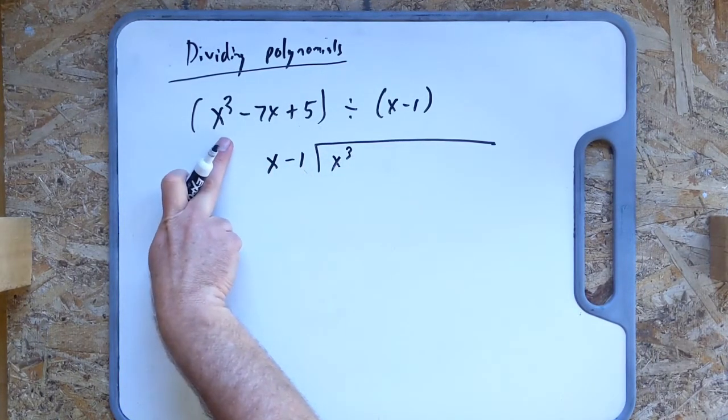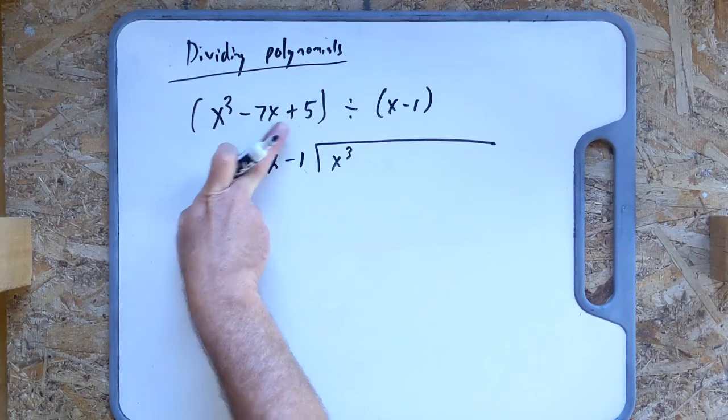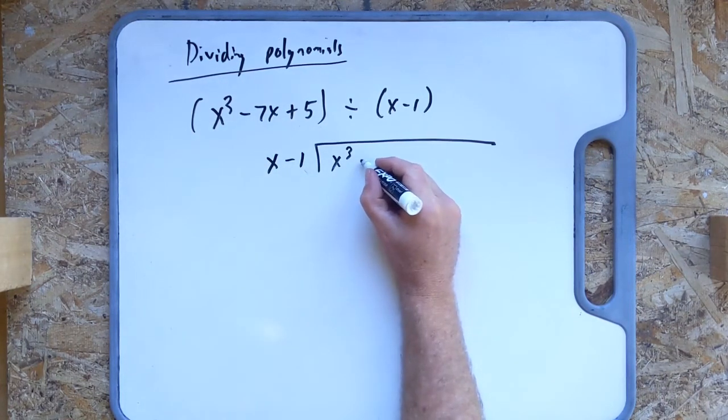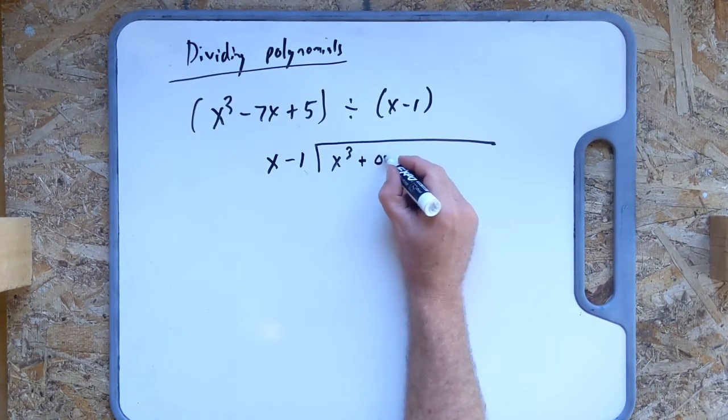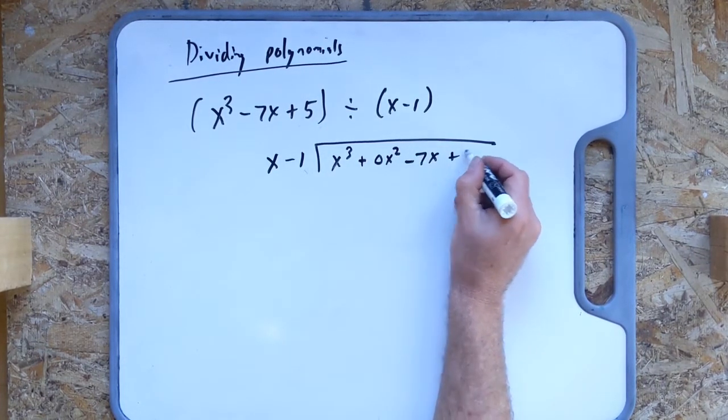First of all, when you're dividing by something, make sure that you've got every power of x represented. Here you don't. You have x cubed, you're missing x squared. Then you have x, then you have 5. And that'll be true with synthetic division as well. Just put plus 0x squared in there. Then put minus 7x plus 5.